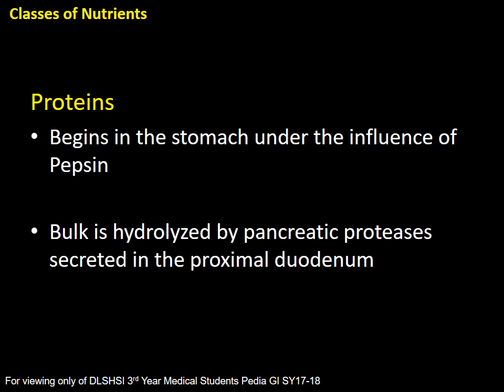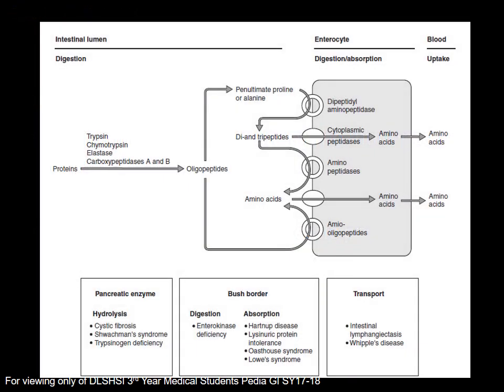Bulk is hydrolyzed by pancreatic proteases that are secreted in the proximal duodenum. In order to hydrolyze proteins, we need the endopeptidases and exopeptidases. They will convert the dietary proteins to oligopeptides. The brush border peptidases then hydrolyze them further to di- or tripeptides and larger peptides. They will then be absorbed at the brush border. In the cytosol, they are cleaved to single amino acids, and uptake will follow at the basolateral membrane.